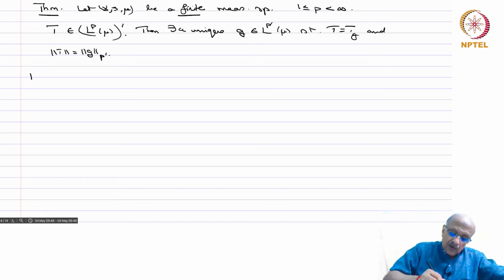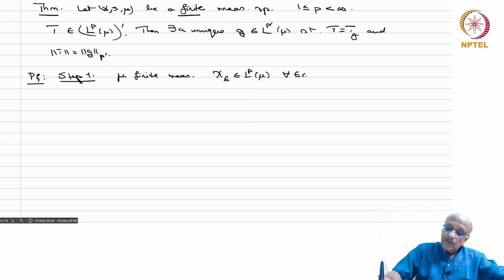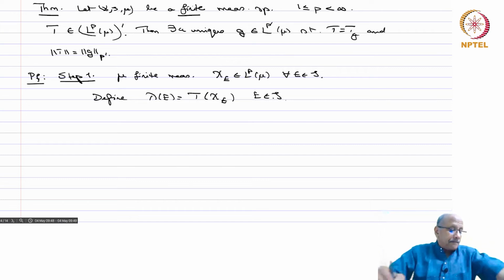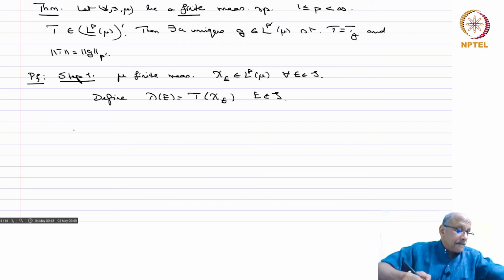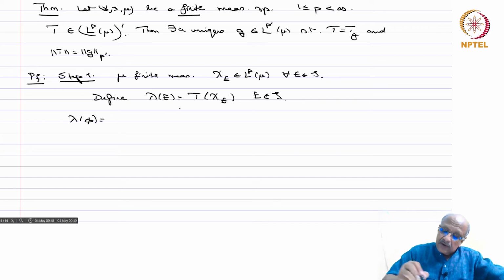Okay, so proof, step 1. Now mu is a finite measure, therefore chi of E belongs to L p of mu for all E in S, and therefore define lambda of E equals T of chi of E. Then of course lambda of the empty set is T of chi of the empty set, which is the identically 0 function, so T of 0 which is equal to 0.